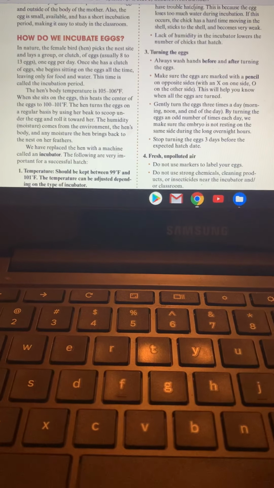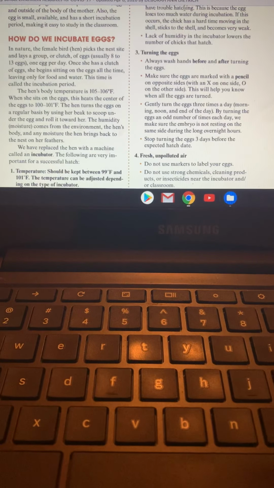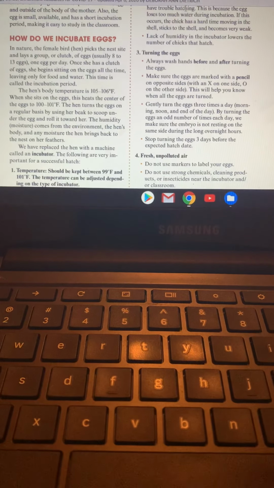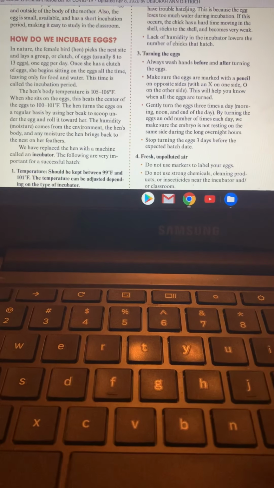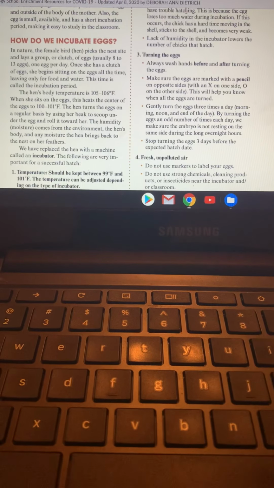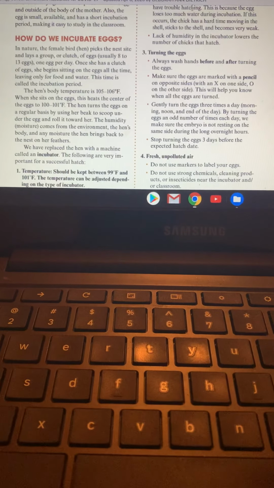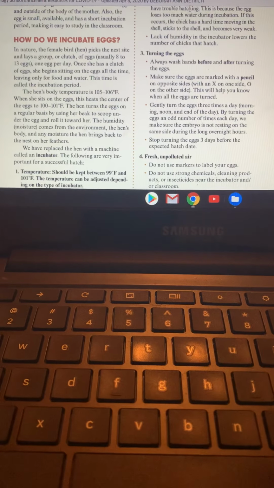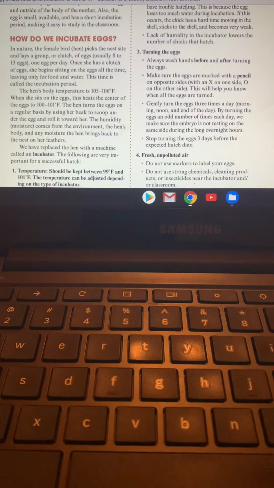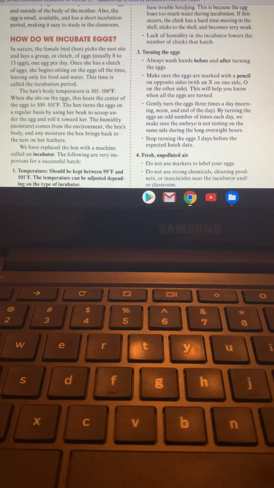In nature, the female bird, hen, picks the nest site and lays a group or clutch of eggs, usually 8 to 13 eggs, 1 egg per day. Once she has a clutch of eggs, she begins sitting on the eggs all the time, leaving only for food and water. This time is called the incubation period. The hen's body temperature is 105 to 106 degrees Fahrenheit. When she sits on the eggs, this heats the center of the eggs to 100 to 101 degrees Fahrenheit.